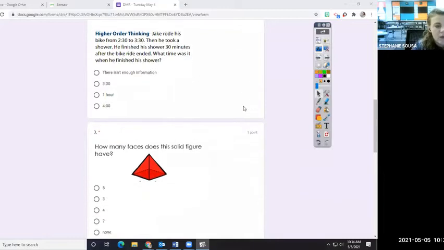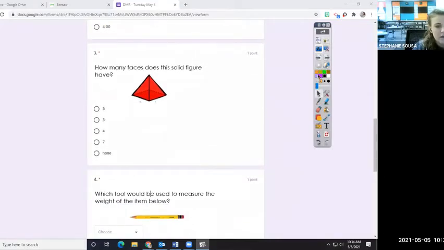Alrighty. How many faces does this solid figure have? Let's count them, shall we? On the bottom, the square, we have 1. On this front triangle here, we have 2. On this left, we have 3. On the back, we have 4. And on the back of the other side, we have 5. So there are 5 faces on this solid figure. Questions there?